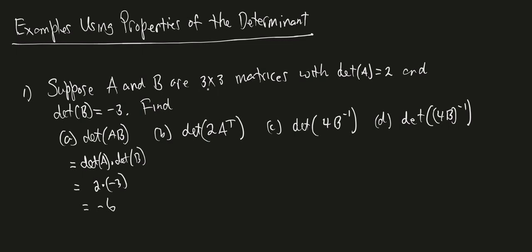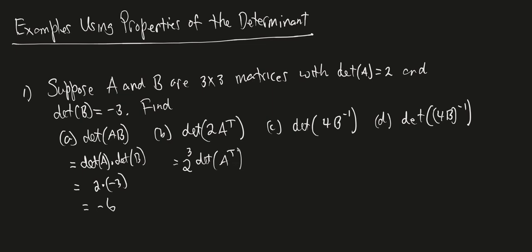So because it's a 3 by 3 matrix, the property that deals with scalar multiplication says that the determinant of 2 times A transpose is equal to 2 to the third power, right? Again, we're factoring out a 2 from each of the 3 rows for a total of 2 times 2 times 2, and then we're left with the determinant of A transpose, right?